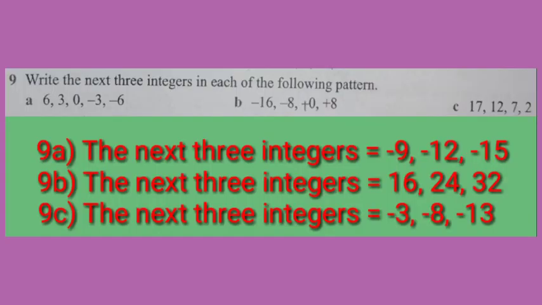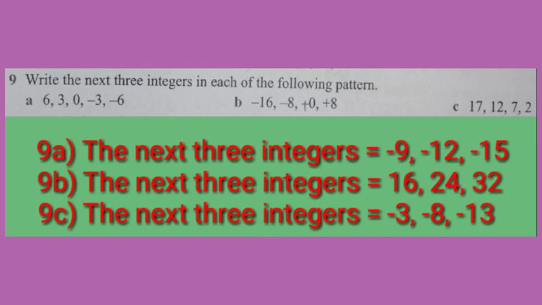Question number 9. Write the next 3 integers in each of the following patterns. (a) 6, 3, 0, minus 3, minus 6. Here the next 3 integers are minus 9, minus 12, minus 15. (b) minus 16, minus 8, 0, plus 8. Here the next 3 integers are plus 16, plus 24, plus 32.